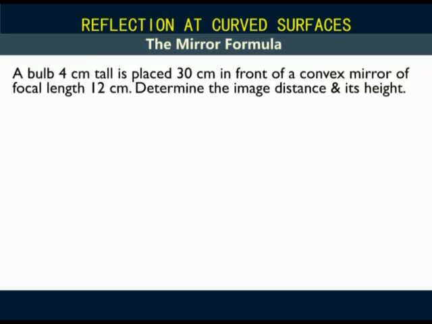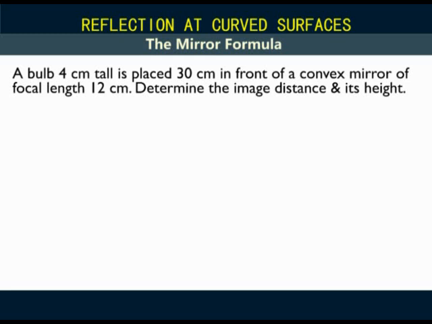Let's take an example. A bulb 4 centimeters tall is placed 30 centimeters in front of a convex mirror of focal length 12 centimeters. Determine the image distance and the image height.